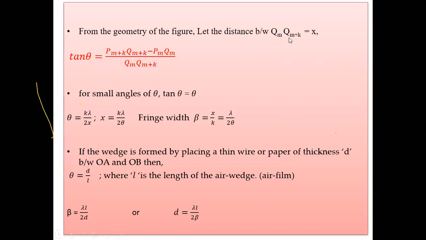The distance between QM and QM plus K is x, and therefore tan theta in that triangle is opposite by adjacent. The adjacent is QM, and the opposite would be the difference, QM plus K minus PM plus K. And we know that for small angles, tan theta tends to theta itself. So we get theta as the opposite side, QM plus K minus PM.